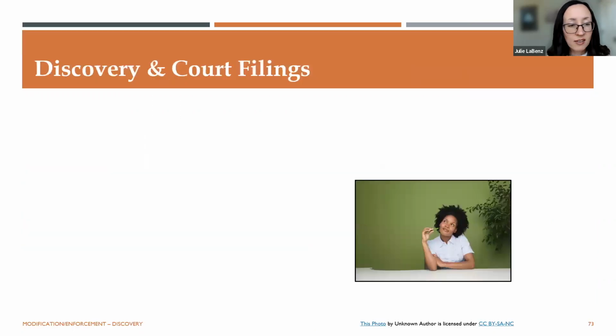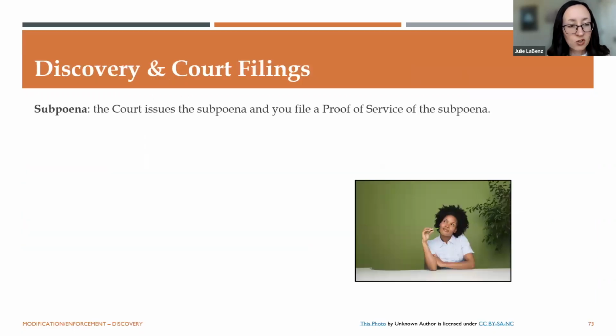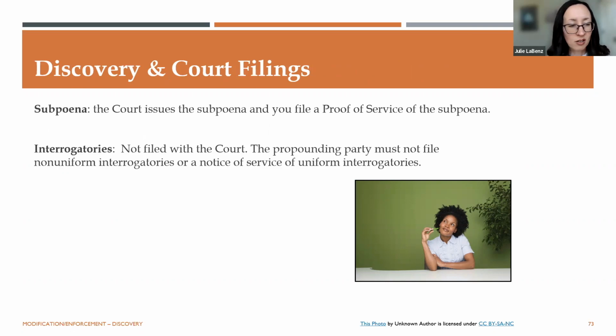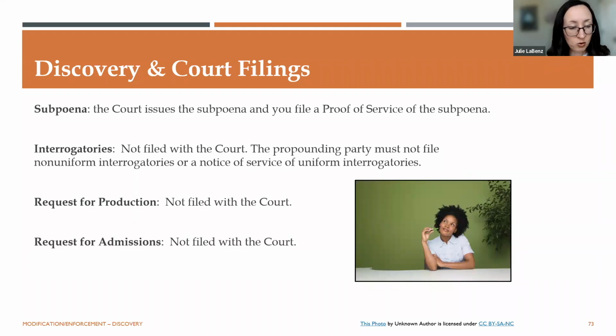Do you file anything with the court? For a subpoena, you take the subpoena form to the court, the court will issue the subpoena, and you file a proof of service of the subpoena. Interrogatories are not filed with the court. A request for production is not filed with the court. Requests for admissions are not filed with the court.